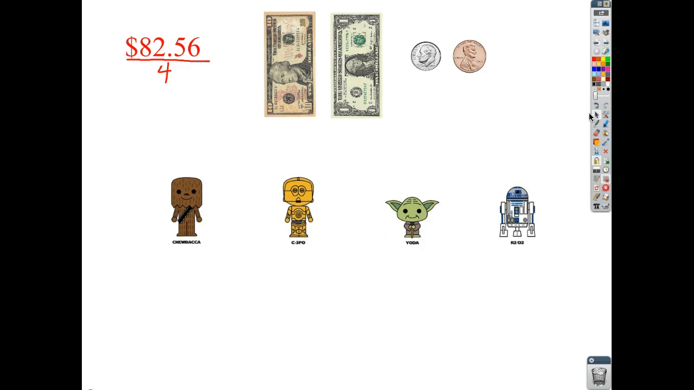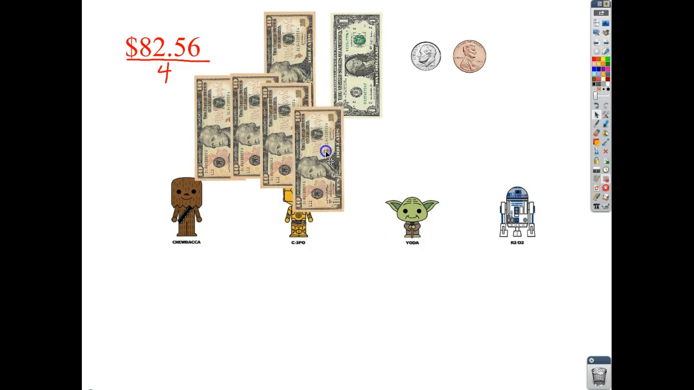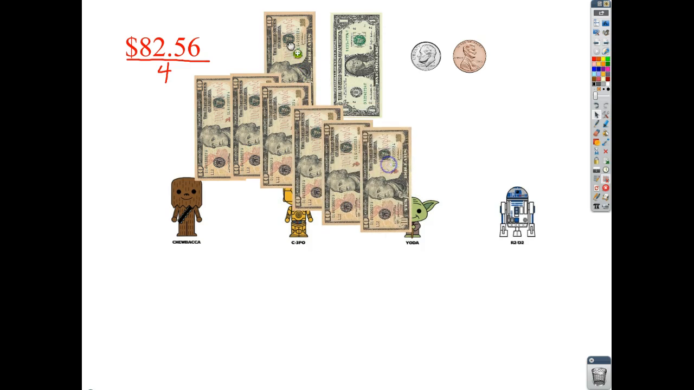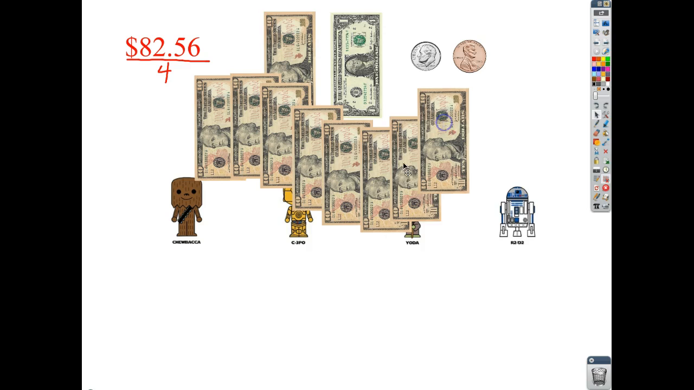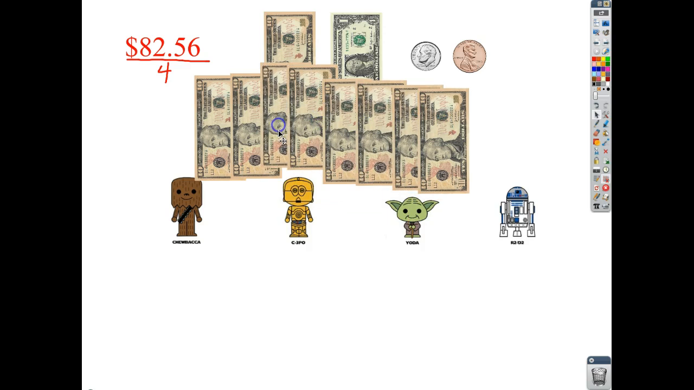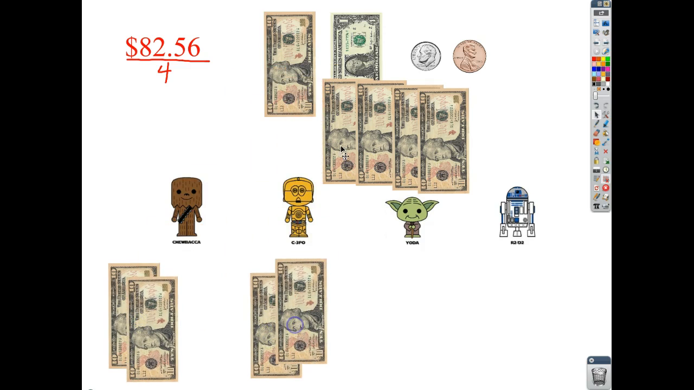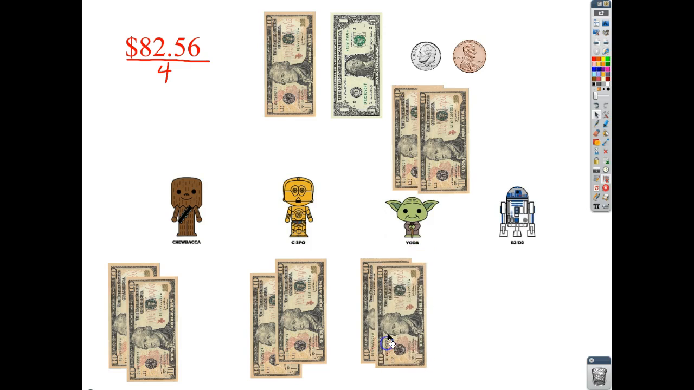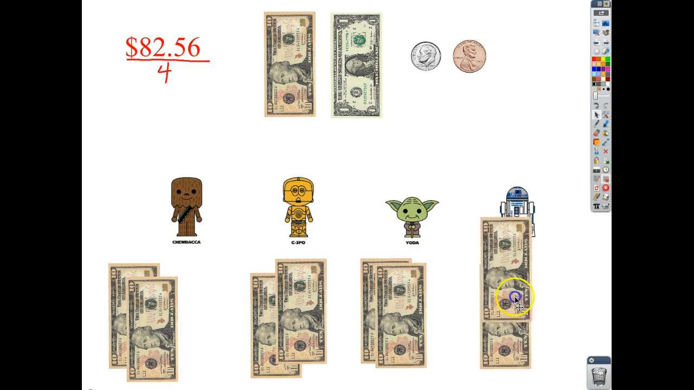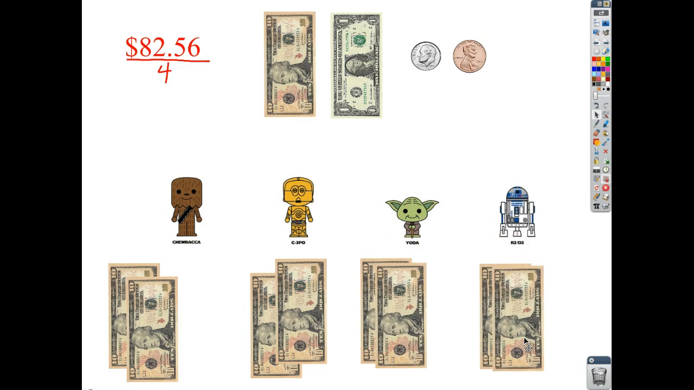Let's say I need 8 $10 bills: 4, 5, 6, 7, 8. I'm going to equally distribute these. Chewbacca, you get 2 of those. C3PO, you get 2 of those. Yoda, you get $20. R2D2, you get $20. And hey, look, I used all of them up.